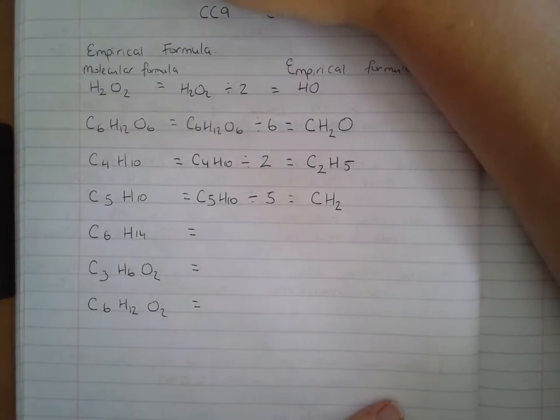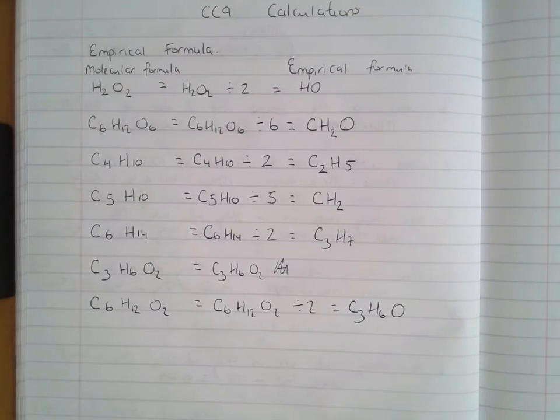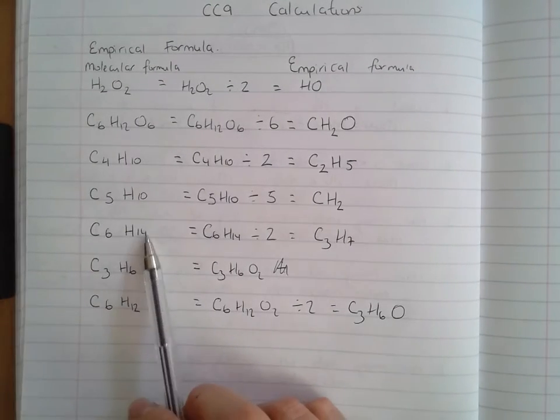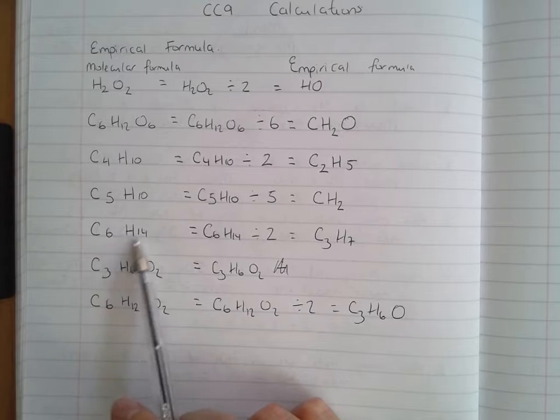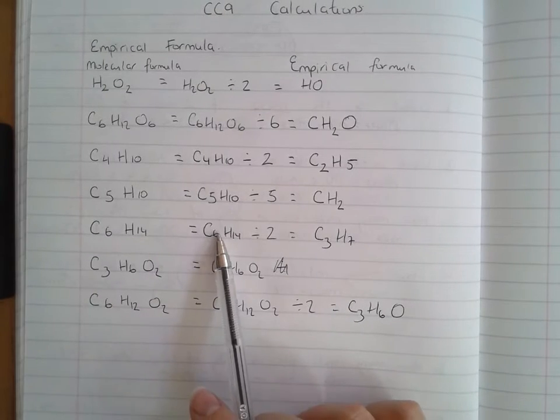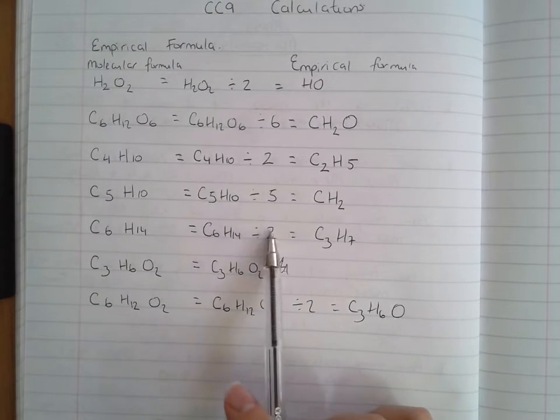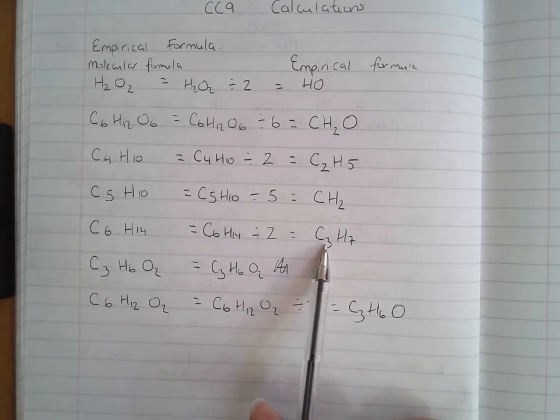Press pause, do the next 3 for yourself, and then press play. Okay, so going through the answers. This one, the biggest number that will divide in evenly is 2. 6 divided by 2 is 3. 14 divided by 2 is 7, so C3H7.